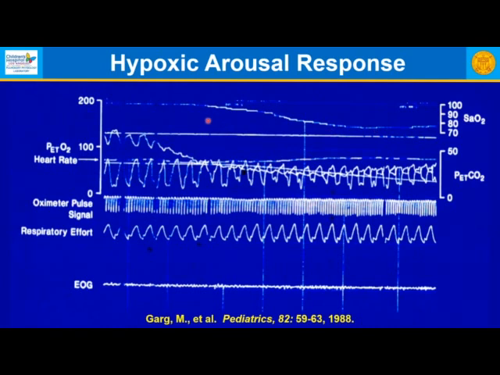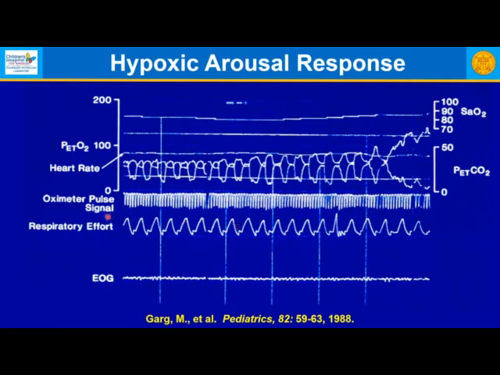So what is shown here is arterial oxygen saturation, and end-tidal oxygen. Both are falling because we're decreasing the oxygen to 11% when we start the study. This is heart rate, shown here. Slight increase with hypoxia, which would be normal. This is the pulse oximeter tracing. This is respiratory effort, and this is an electrooculogram. All right. So this is the start of the study, and you can see that oxygenation does fall to a bit below 80% saturation. There is perhaps a slight increase in respiratory effort as a ventilatory response to hypoxia.